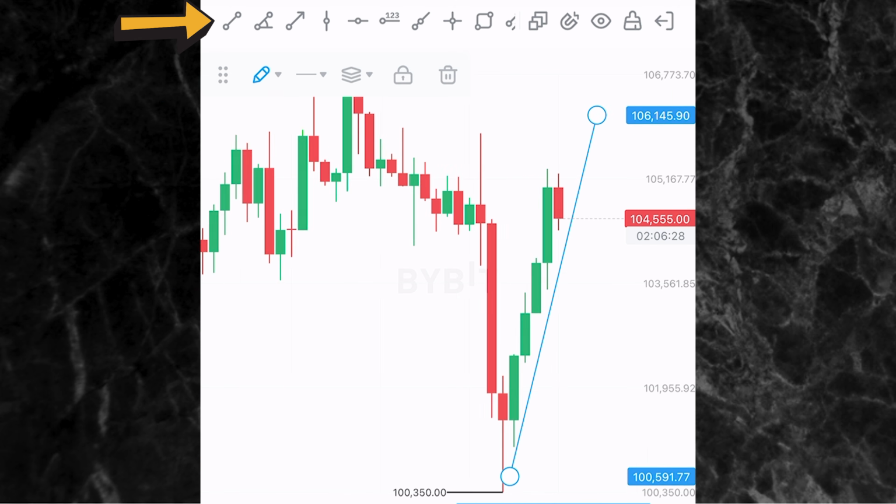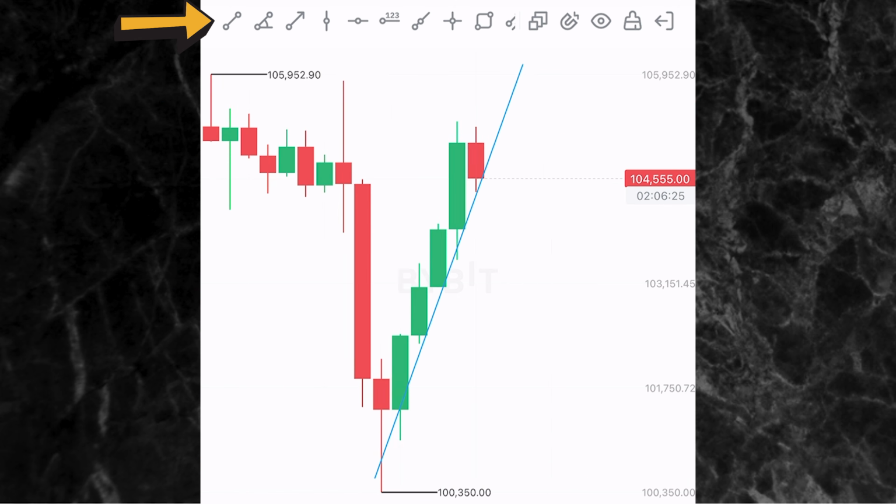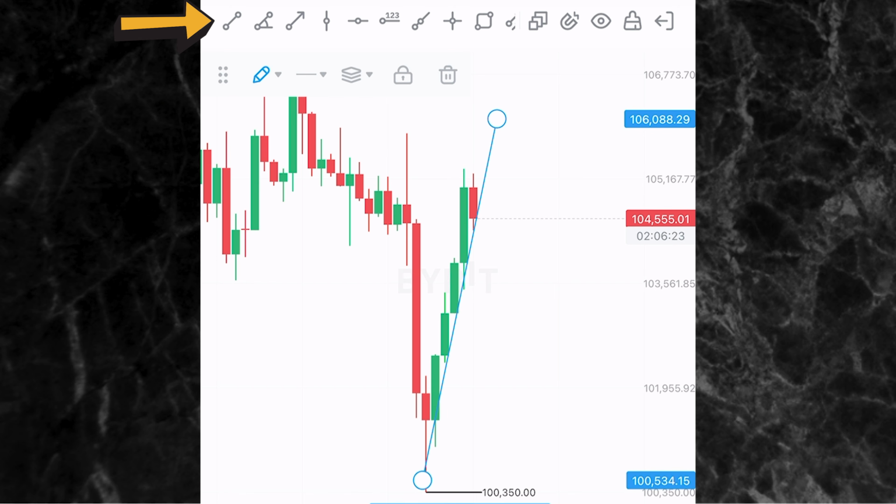So this is an uptrend on this chart right here. So you can see it. I just drew an uptrend on this chart. So this is it. You can draw on your chart on your mobile phone.